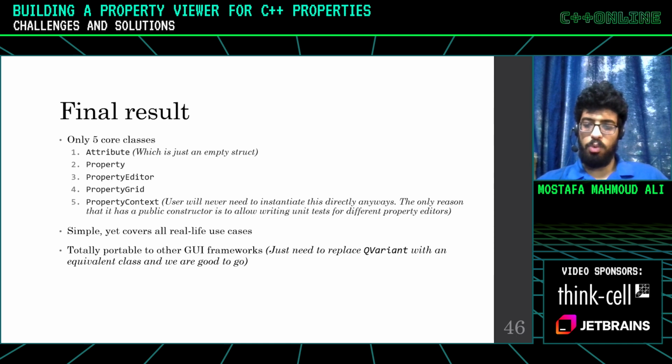Also, as an added bonus, the library is almost fully portable to other GUI frameworks. You can implement your own property grid on top of the library core using whatever GUI framework that you want. We just need to replace the QVariant class with an equivalent class that has the same features, and we will be totally ready to go with any UI framework.